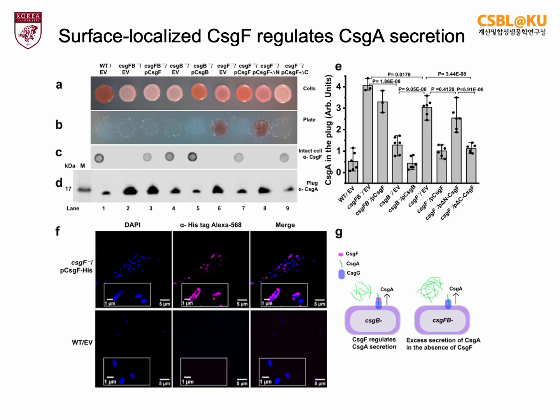And to see the presence of CsgF on the bacterial surface, they carried out intact cell dot blot assays. For CsgA secretion, they observed the differences in the amount of CsgA in the plug for these non-curli-producing cells on SDS-PAGE. Together with the immunofluorescence assays, the results indicated that wild-type CsgF localizes to the bacterial surface and is a regulator of CsgA secretion in the non-curli-producing cells.